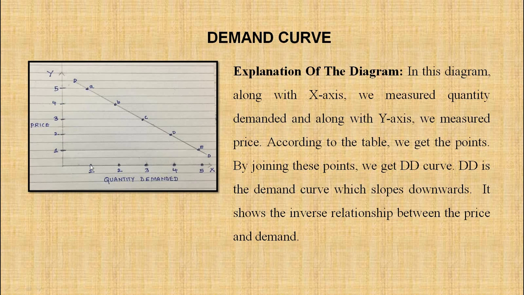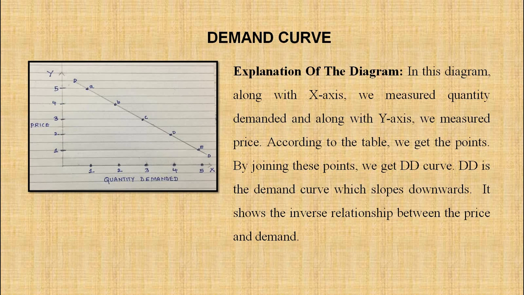Look at the diagram. When the price is 5, demand is 1. When the price is 4, demand is 2. When the price is 3, demand is 3. When the price is 2, demand is 4. And when the price is 1, demand is 5. So, according to the table, we get the points. And by joining these points, we get DD curve. DD is the demand curve which slopes downwards. It shows the inverse relationship between price and demand.